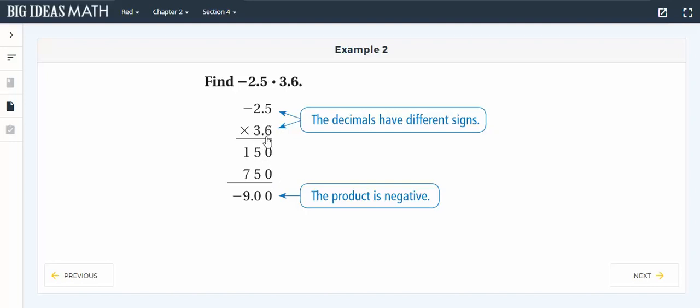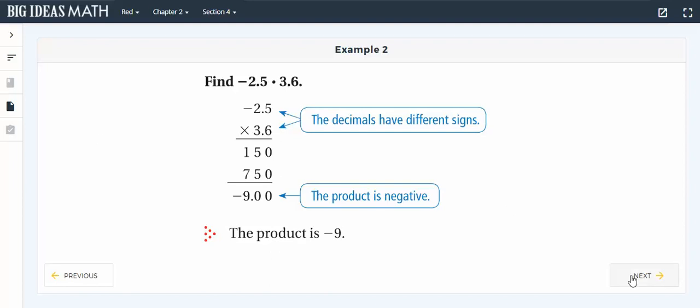So I do 3 times 5 is 15, carry the 1. 3 times 2 is 6, and grab that 1 is 7. Add these up, and I count how many places are in the decimal, 2 of them. And so 1, 2, and I have 2 different signs, so it's negative. So your answer is negative 9. Product is the answer to a multiplication problem.